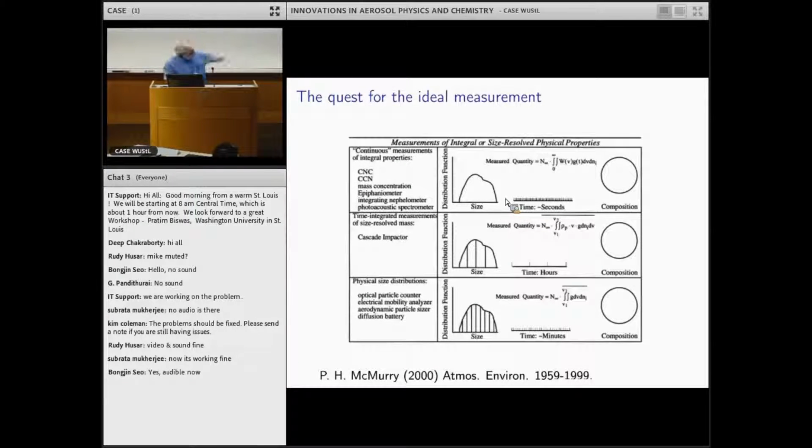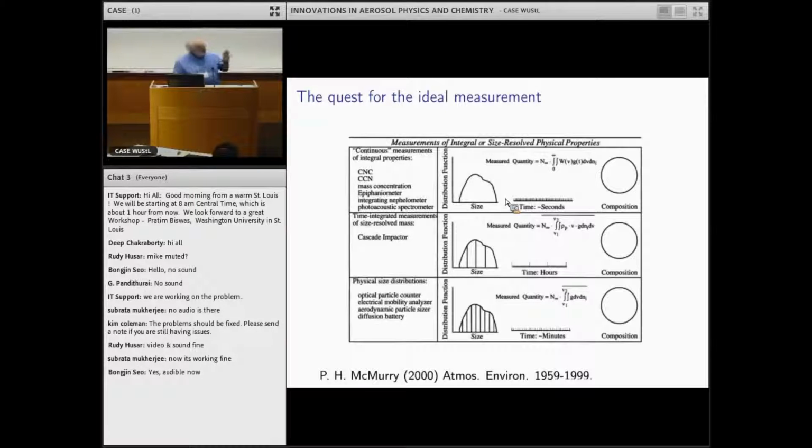At the top, we see the integral measurements: total numbers, condensation nuclei, cloud condensation nuclei, total mass concentrations, and on and on. PM 2.5, very limited resolution, falls into that category. Then we go to moderate resolution. Some of those first measurements we can make with very high time resolution. We go to the early measurements where we could do size segregation, cascade impactors. We could get modest size resolution, but it would take hours to days to get information.